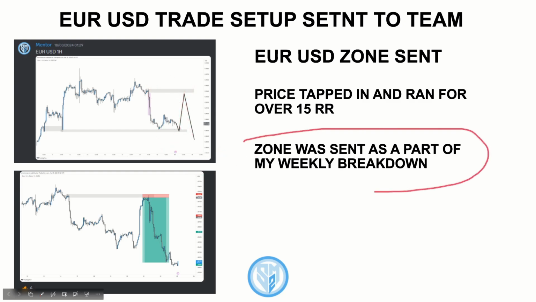You can see the zone was a part of my weekly breakdown that I send out to the team every single week. And price came up to the zone, reacted from it, and it ran for over 15 hours.